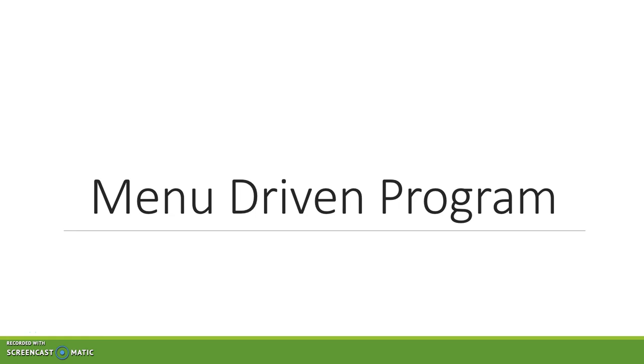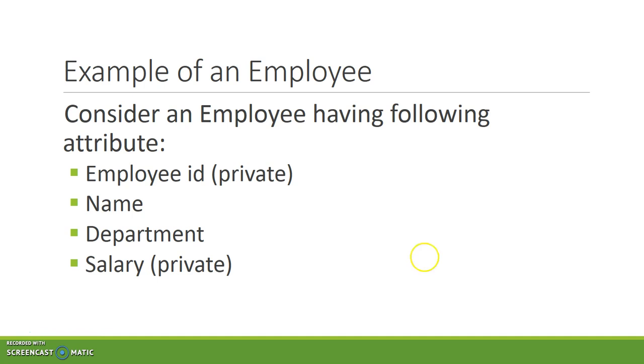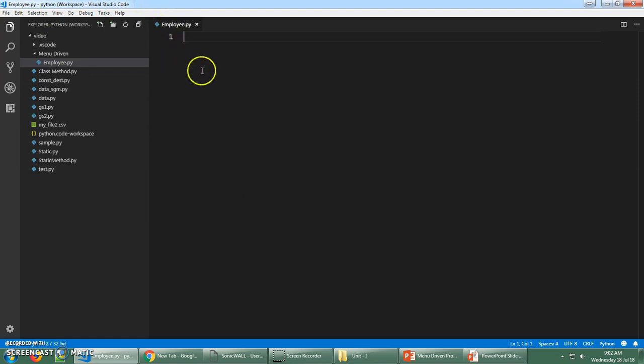So let's start with creating an employee class as discussed. In our employee class, we have to consider these following attributes: employee ID, name, department and salary, where we have to put private employee ID and salary. So here I have created an employee class and let's put out the module docstring.